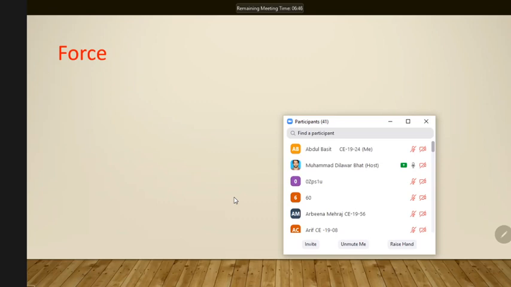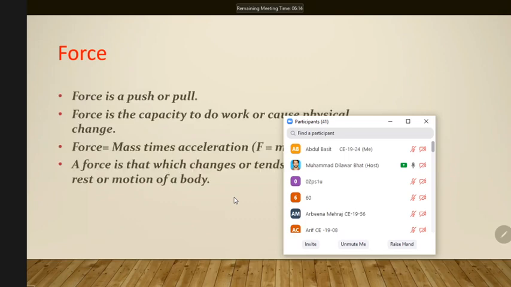And force is basically what? You can also say force is the capacity to do work or cause any physical change, right? And if we have to calculate how much force is needed, we say it's mass times acceleration. Force is ma, simple. Force is the mass of that object times acceleration. From here also you can see what is force.